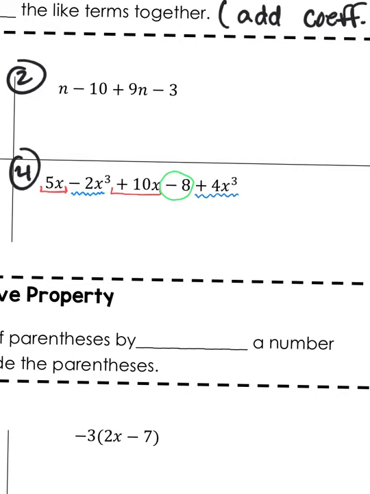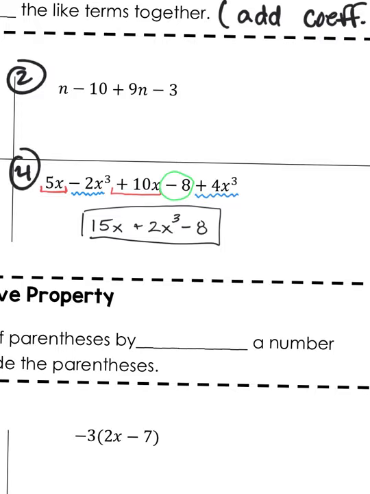So when I start combining my like terms, I'll start with the first one. 5x and 10x is 15x. Negative 2x to the third power plus 4x to the third power is 2x to the third power. And negative 8 didn't have a like term, so it stays the same.